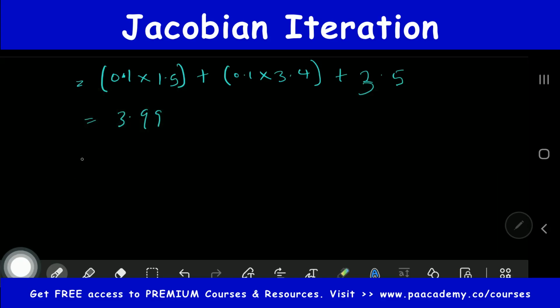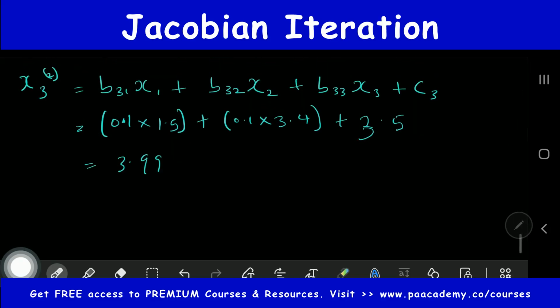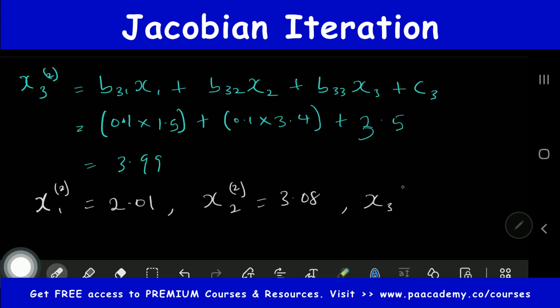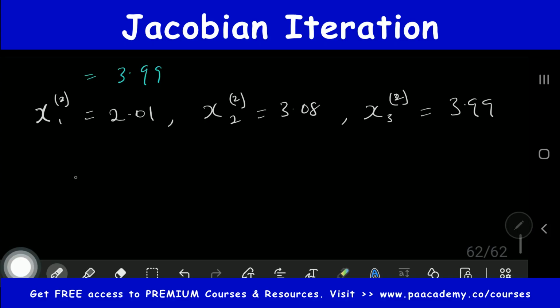Before we go on, let me just write this out. So our x1 for the second iteration, we got it to be 2.01. Our x2 for the second iteration, we got it to be 3.08. Our x3 for the second iteration, we got it to be 3.99. All right, so now we can go to our third iteration.